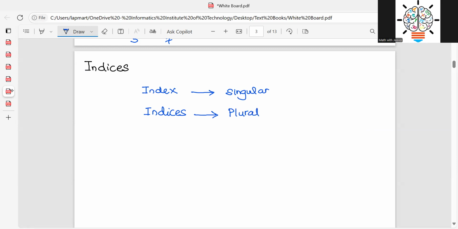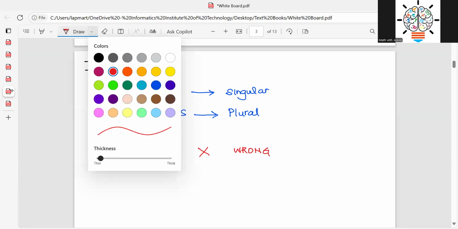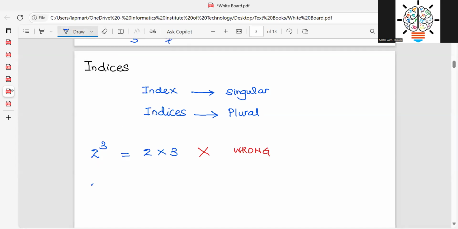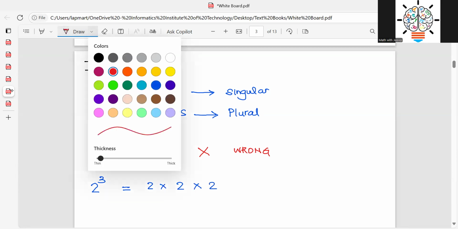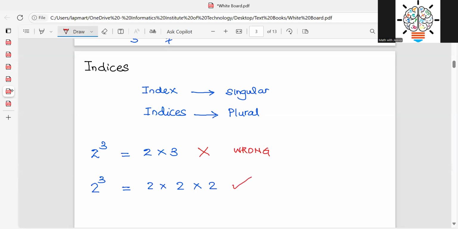So then what I want to share with you children, if I have 2 to the power 3, if I write this as 2 times 3, this is wrong. By now you know. So this is wrong, right? What's a mistake I did? Can I multiply like that? No. So that is wrong. What is the correct method of writing this? 2 to the power of 3 means 2 times 2 times 2, right? So that is the correct method, okay?